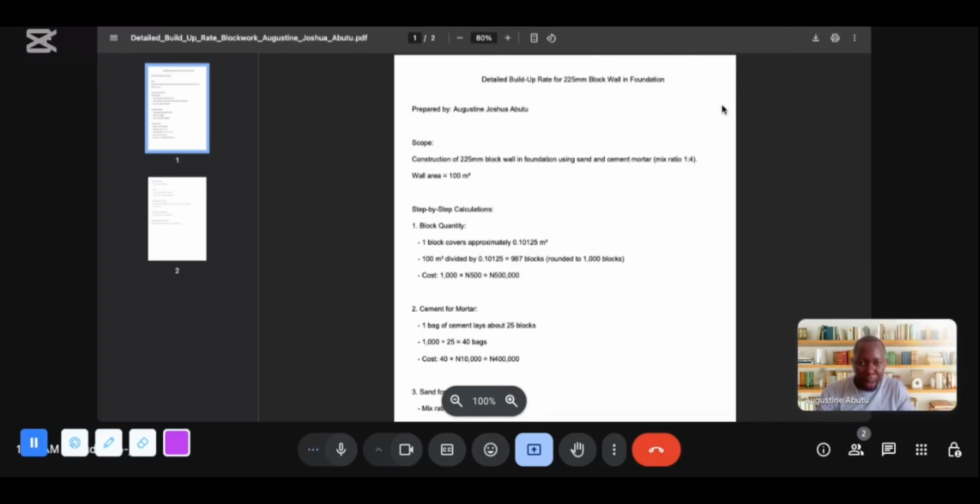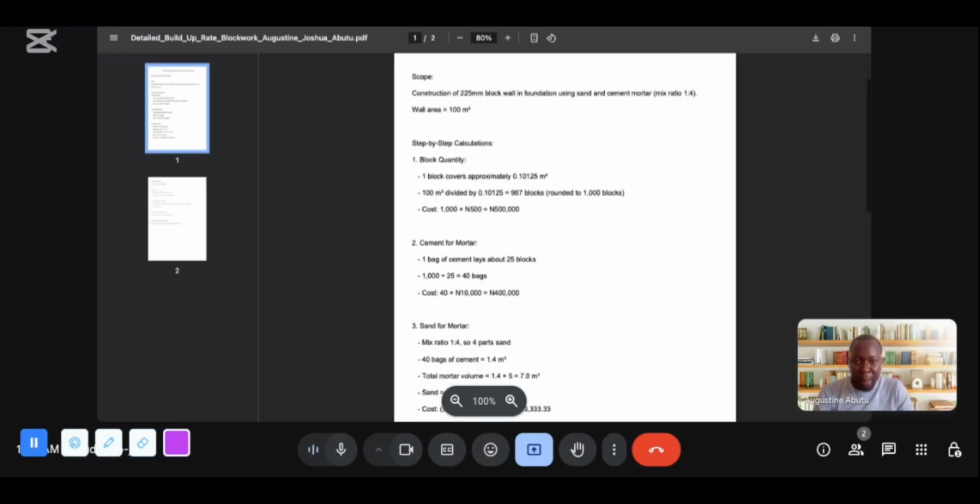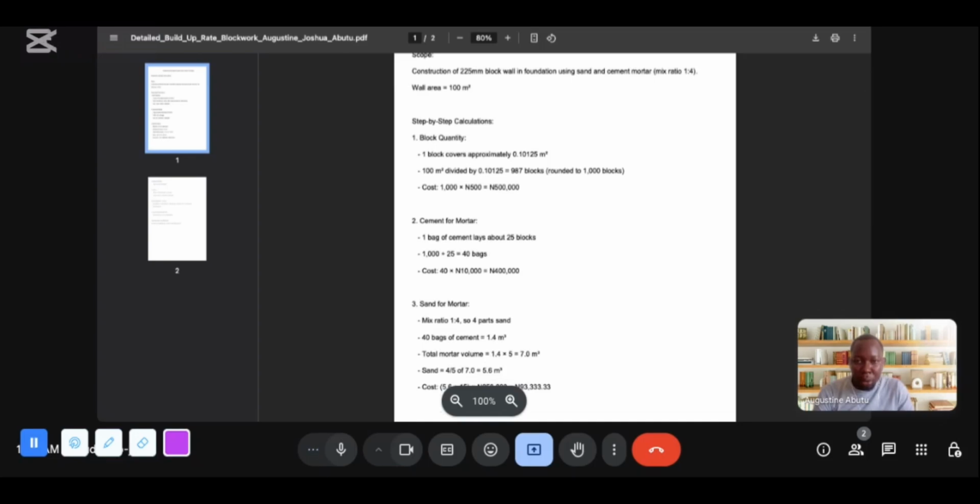This is my screen. So we have a scope of work, and the scope of work is construction of 225 block work in foundation, and our mix ratio is 1:4. Our wall area is 100 square meters. So we'll be running a step-by-step calculation, starting with our material cost.